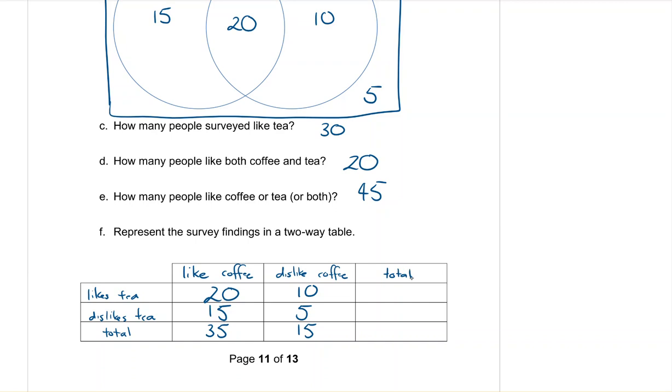Going horizontally, 20 plus 10 is 30. And 15 plus 5 is 20. Either way you add those last columns, either vertically or horizontally, both of them equal 50, which shouldn't be a surprise because there were 50 people we surveyed about tea and coffee. Okay?